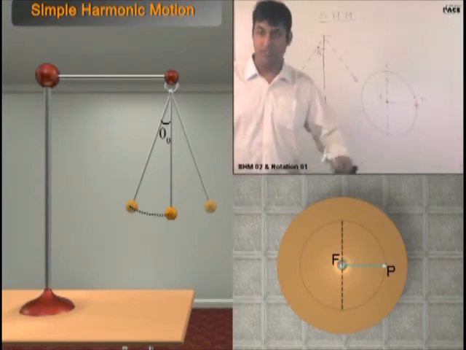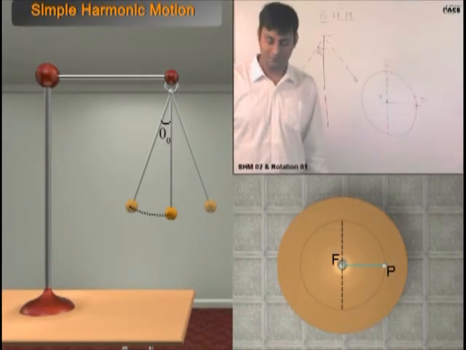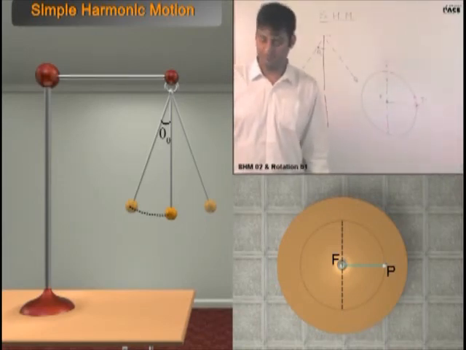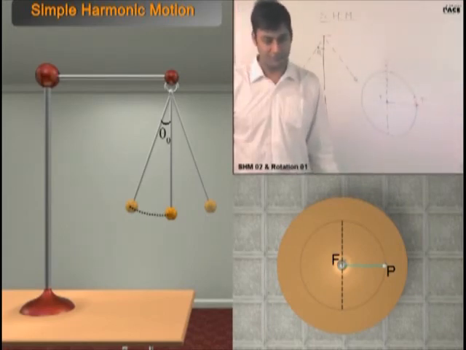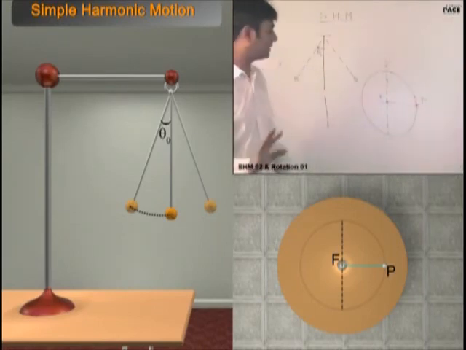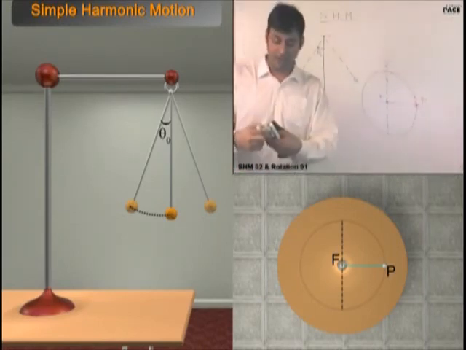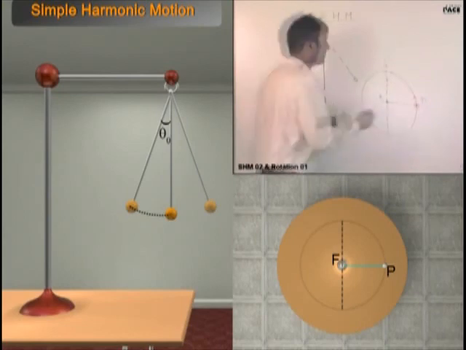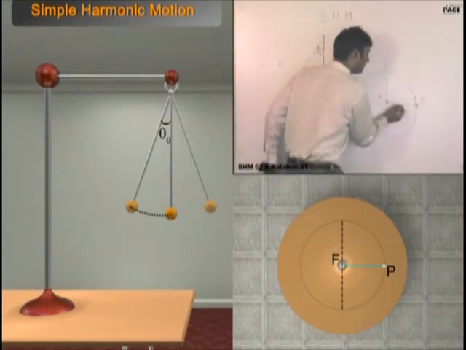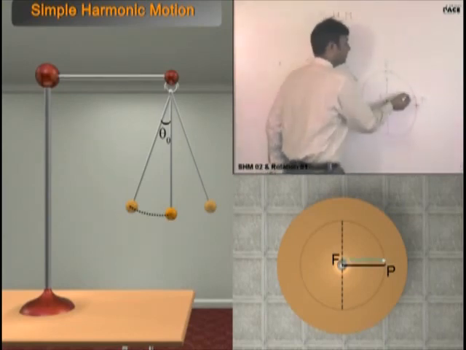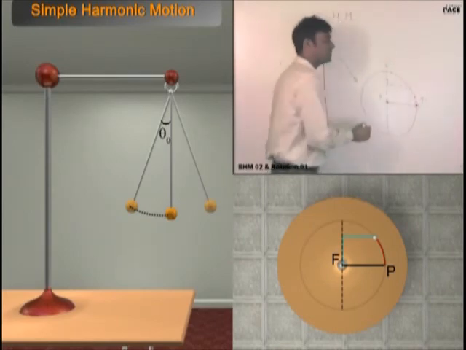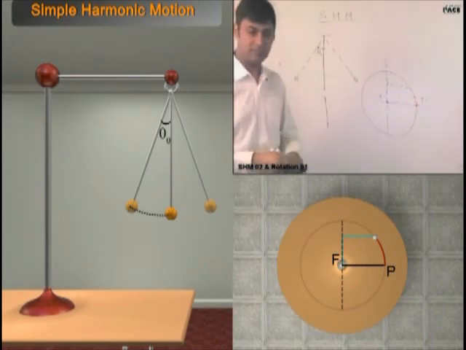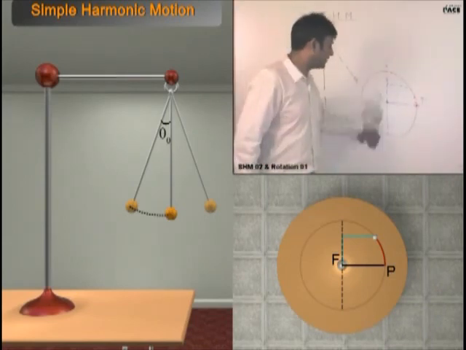No. Person P is doing circular motion. Person P is moving with a constant angular velocity. Person P is doing a periodic motion. If I drop a foot of the perpendicular from P on the vertical diameter, is the foot of the perpendicular doing SHM, yes or no? Yes. So the foot of the perpendicular is doing SHM.